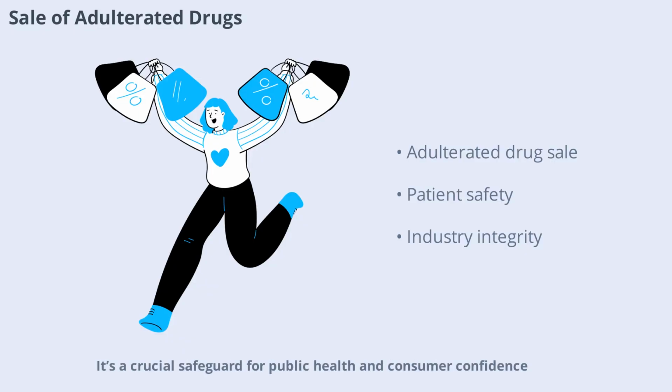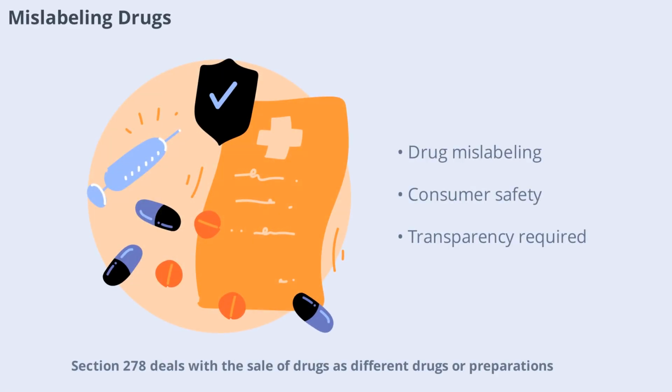It's a crucial safeguard for public health and consumer confidence. Section 278 deals with the sale of drugs as different drugs or preparations. Mislabeling medicines can lead to serious health risks and is punishable by law. This section ensures that consumers receive what they expect and need, preventing confusion and potential harm. Accurate labeling is essential for safe medical treatment, and this law holds sellers accountable for any deception. It's a reminder that transparency and honesty are fundamental in healthcare.